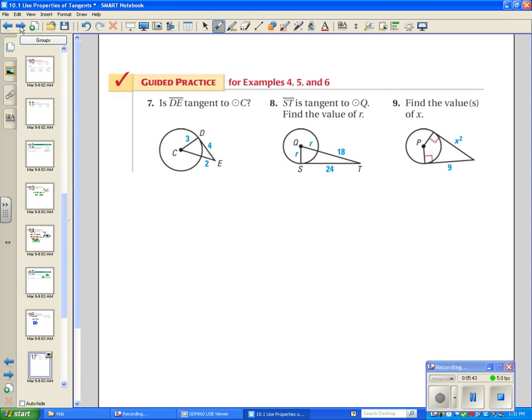Same situation, guided practice, pretty much the same stuff that we're doing. Note that in this case, you would square root both sides, but you do not do the plus or minus. Not in geometry. We'll only allow positive distances.